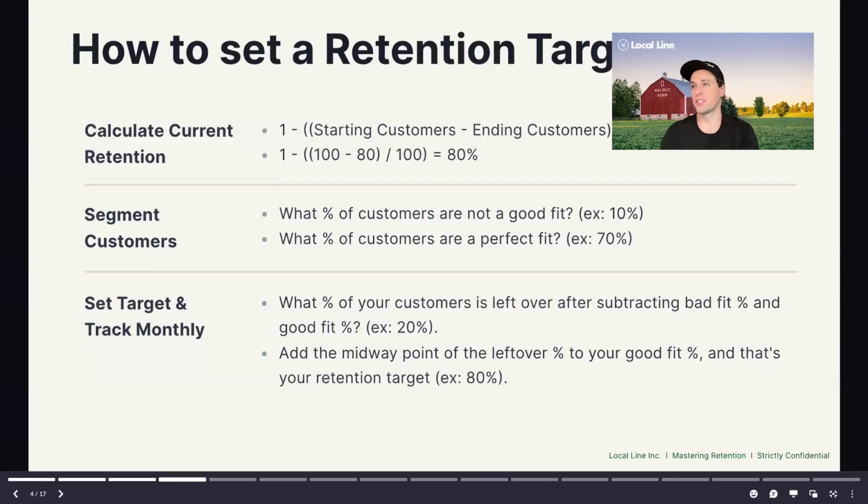Let's talk about how to set a retention target. So there's 3 steps that I want to talk about quickly. The first thing I want to talk about is how you would actually calculate the retention rate of your customers.